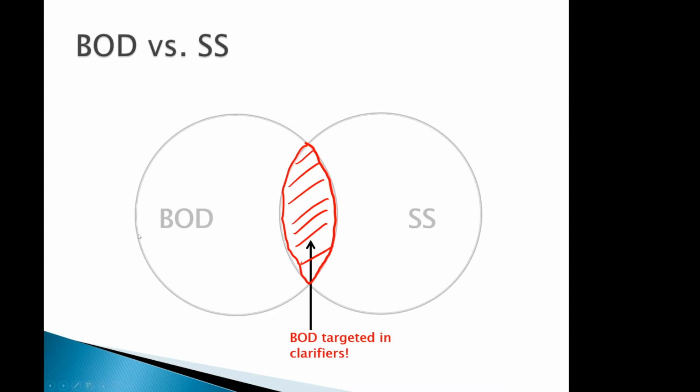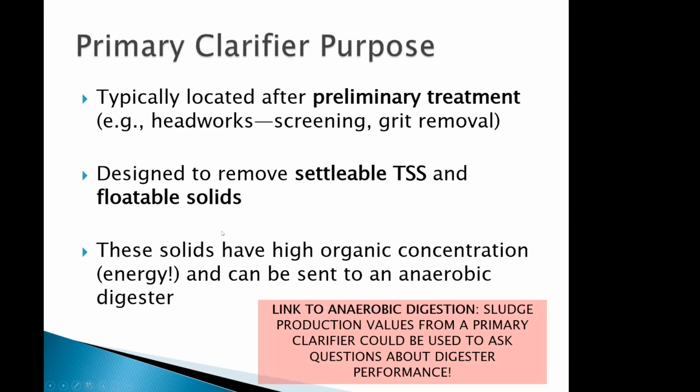And this is just a picture graphic, but remember it's about 25%, say, of the BOD will get removed in the primary clarifier. Okay, so why do we clarify? We talked about it a bit, what we're trying to address, but what are we trying to accomplish here?